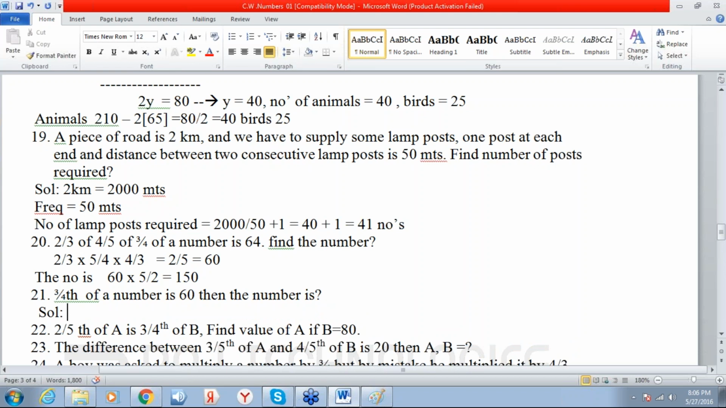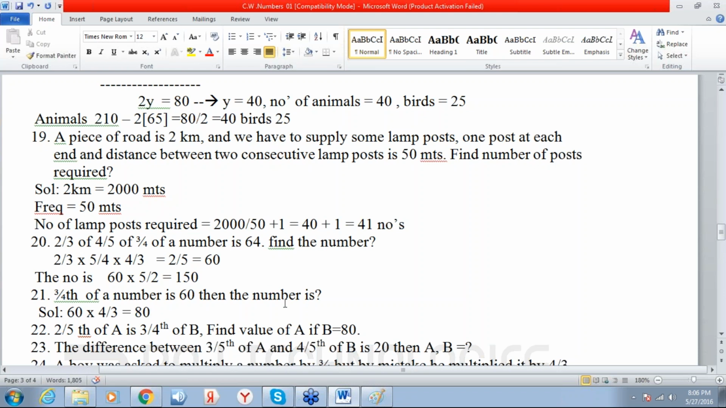Same question. Three-fourth of a number is 60. Then the number is 60 into 4 by 3. Just reverse the fraction. 60 divided by 3 gives 20. 20 into 4 is 80. So 80 is the answer.